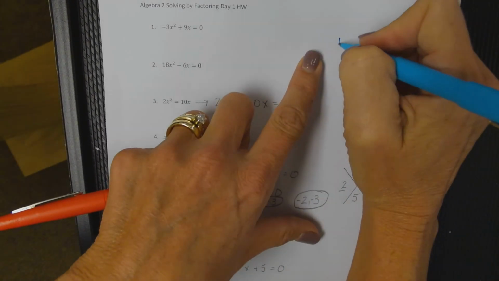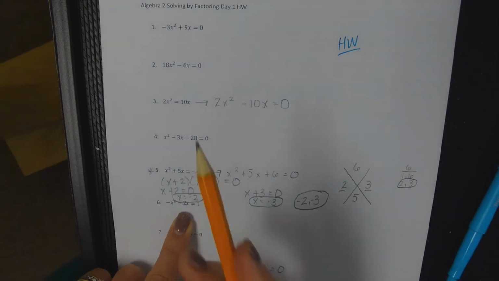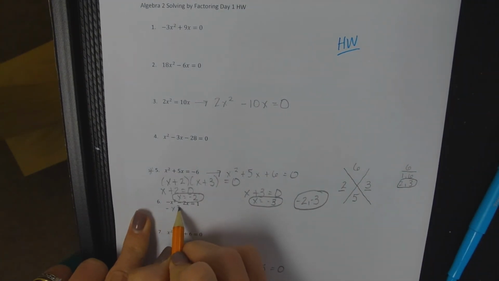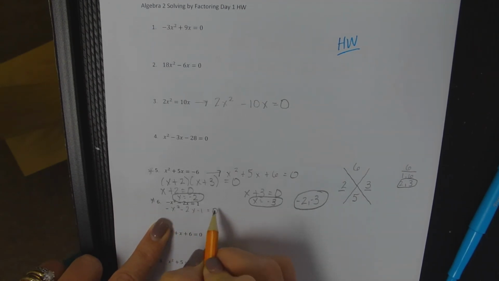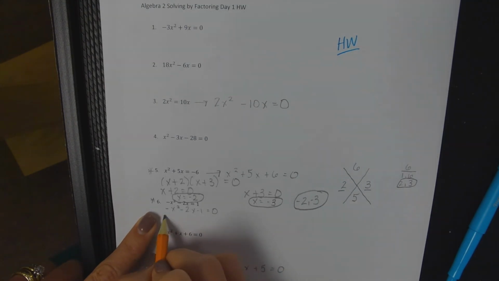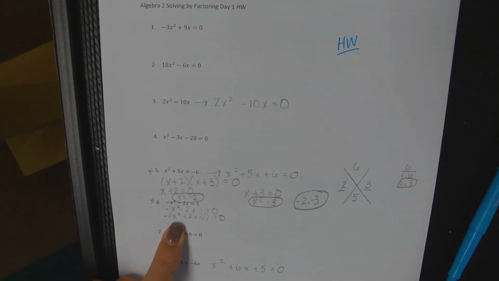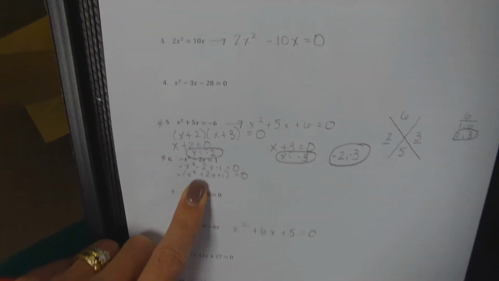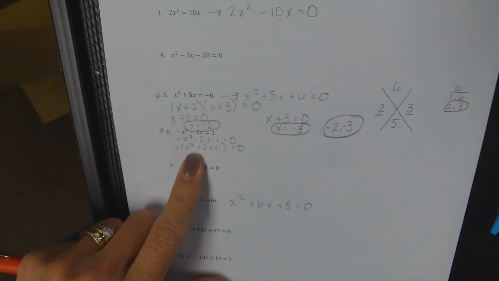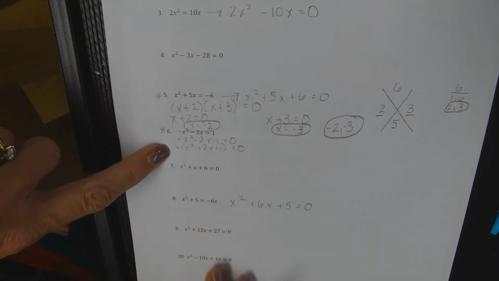Is number 6 part? No, but we need to set it equal to 0. Rewrite it. 6 is hard. I would take out the negative. What do you mean by take out the negative? You're close to it. So do your whole problem, and then at the very end, just don't forget the negative.